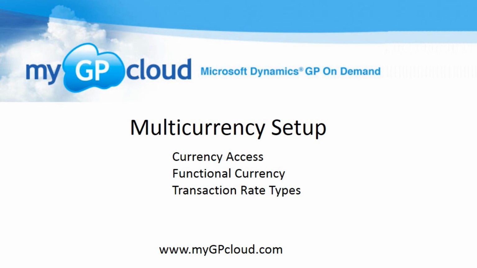It's really pretty easy to do. There's a few steps. We'll look at the currency access. This determines which companies get to use which foreign currency in your system. We'll look at the functional currency, and then we'll look at transaction rate types that the system needs to record multi-currency transactions. So let's take a look at it.